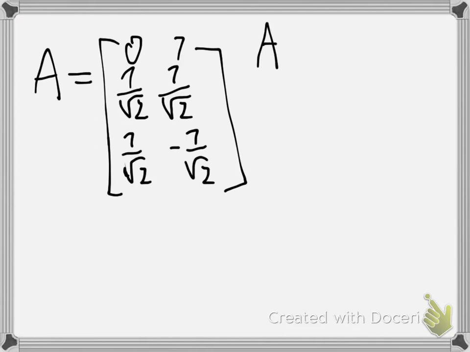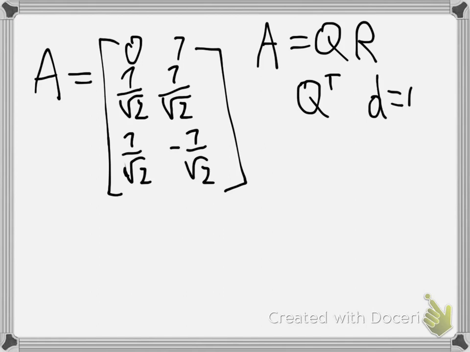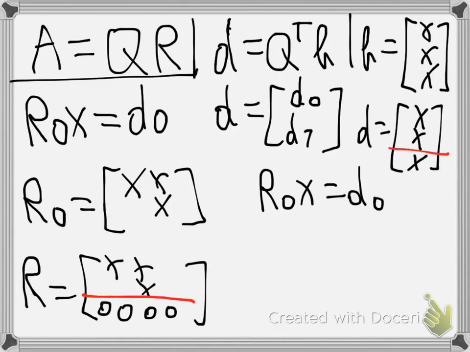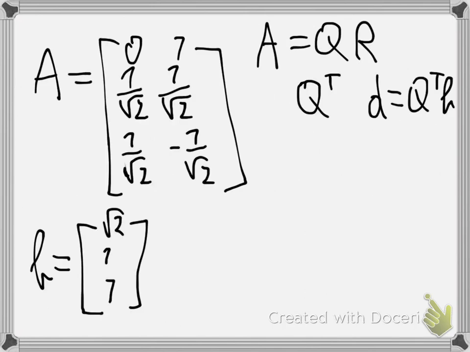So my goal is to find the QR decomposition. I don't even need to find Q, I just need Q transpose, because I want to find D, which is equal to Q transpose B. And our vector B is given by square root of 2, 1, 1. In this problem, my unknown won't be x, but beta. I will have beta 1 and beta 2, as I did with my problem using the singular value decomposition in the last video.